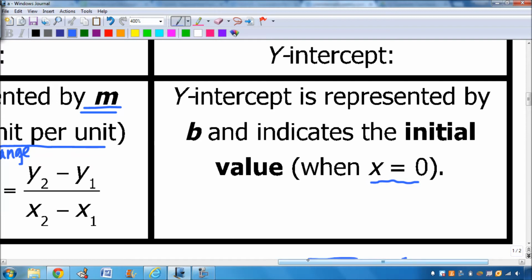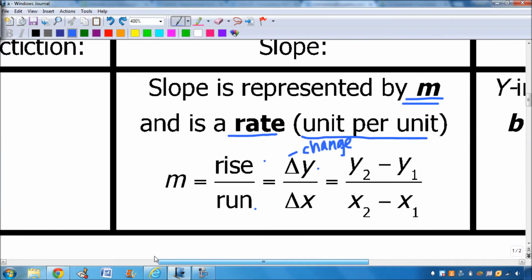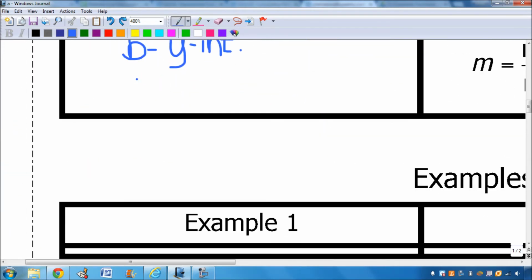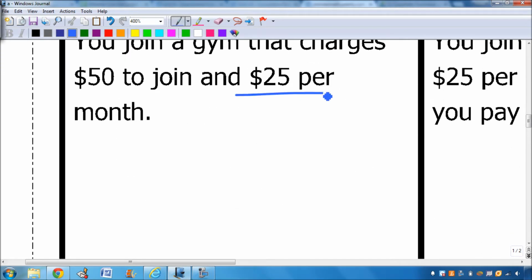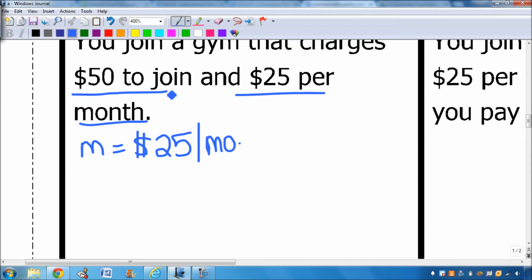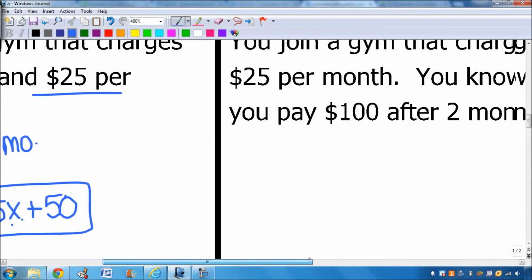So let's take a look at a couple examples that we have here. Our first example is example number 1. It says you join a gym that charges $50 to join and $25 per month. Since this is $25 per month, that's your slope. So we're going to say m equals $25 per month, and it charges $50 to join. So your initial amount, your beginning amount, is 50. That means your equation is simply y equals 25x plus 50. Which should make sense to you because you would do 25 times the number of months plus $50 to join, okay? All right, so now let's take a look at example number 2.